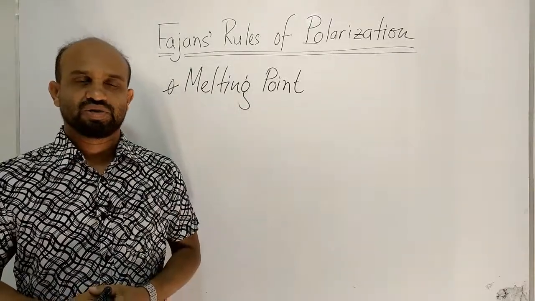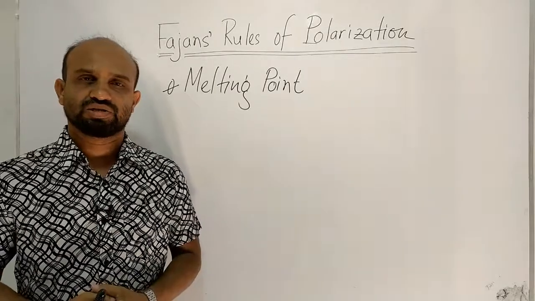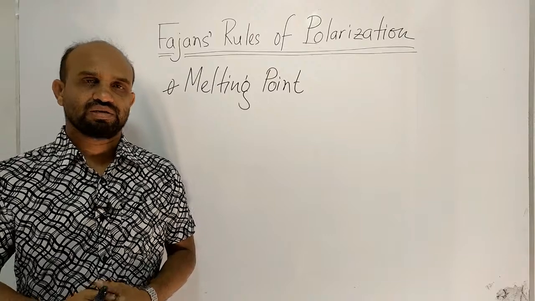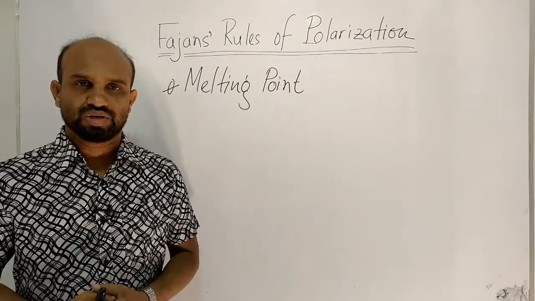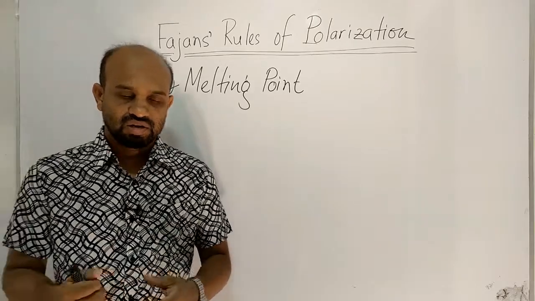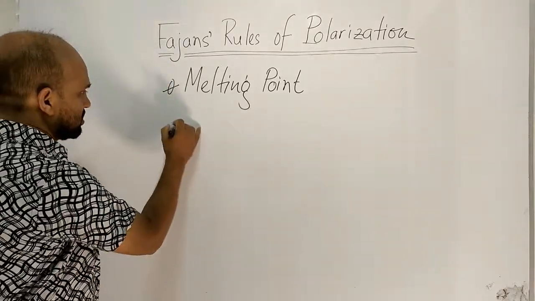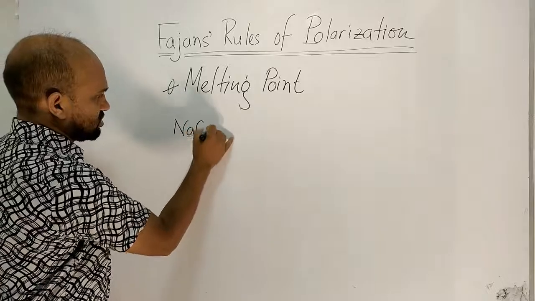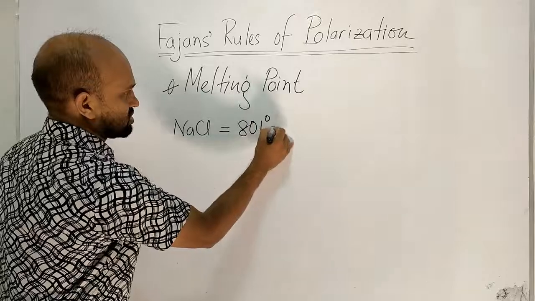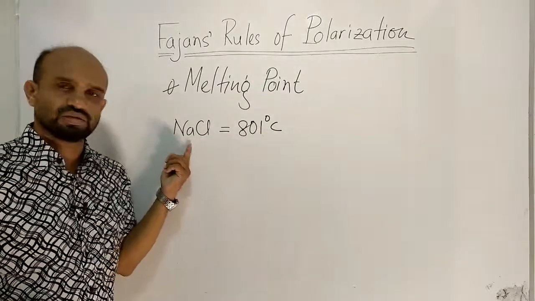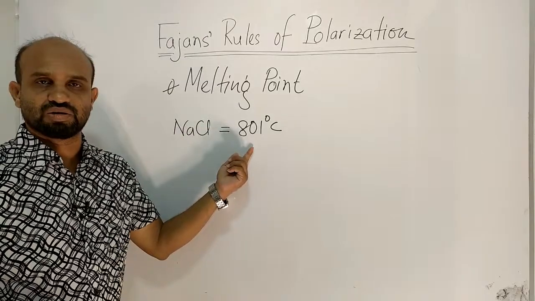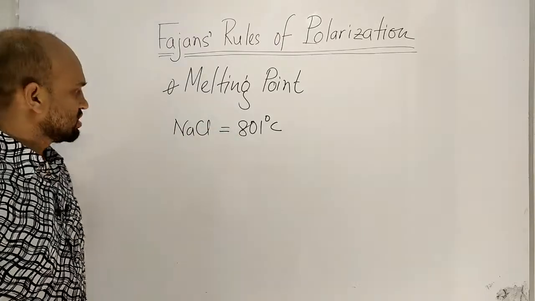The definition of melting point is the temperature at which solid substance starts to melt and turns into liquid. That temperature is called melting point. For example, melting point of sodium chloride is 801 degrees centigrade. This is ionic compound and its melting point is comparatively high.